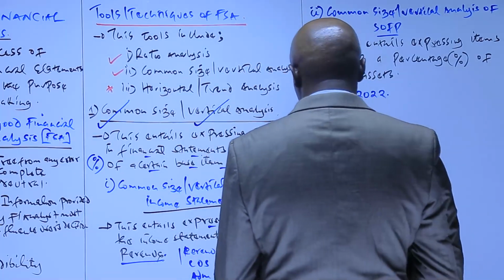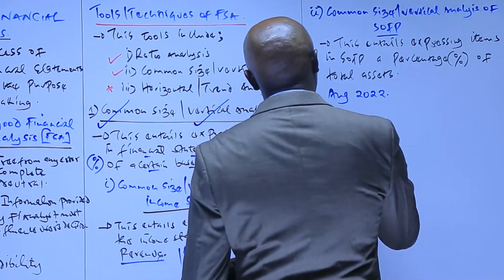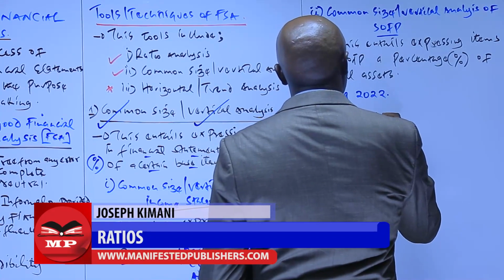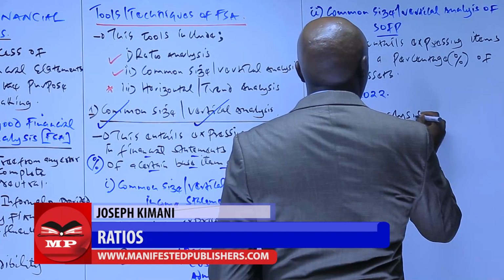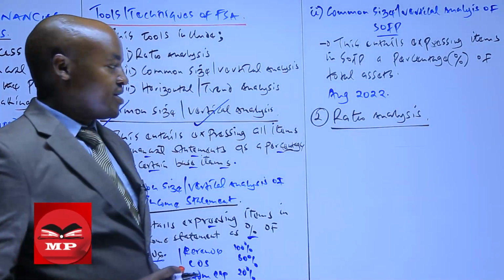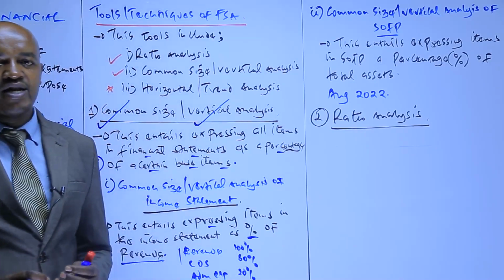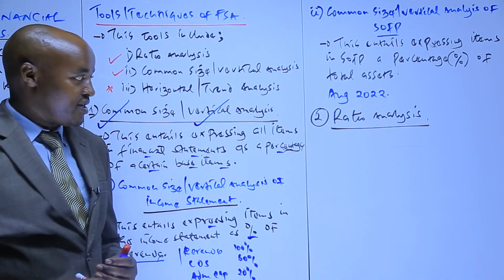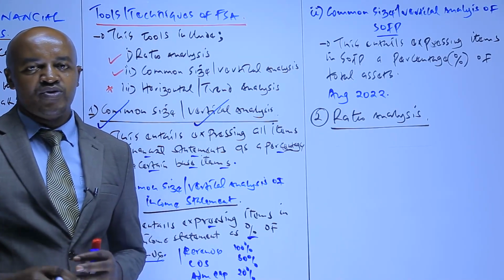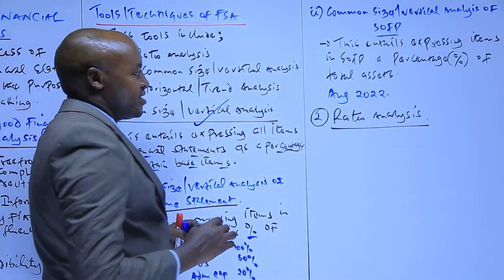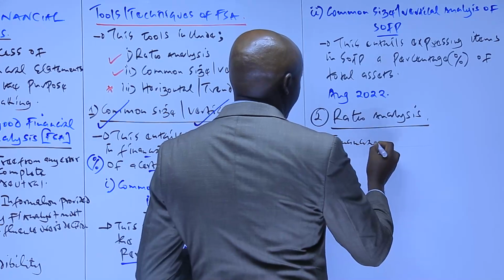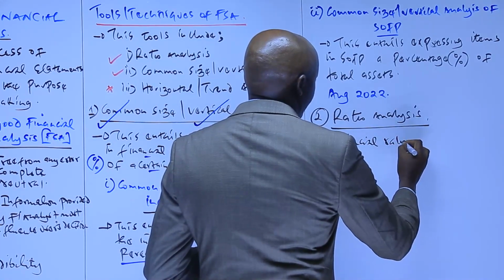Number two, we have ratio analysis. When we talk about ratio analysis, as the name suggests, this is basically a tool of analyzing the financial statements, and it involves computation of ratios. Or this tool entails computation of what we refer to as the financial ratios.